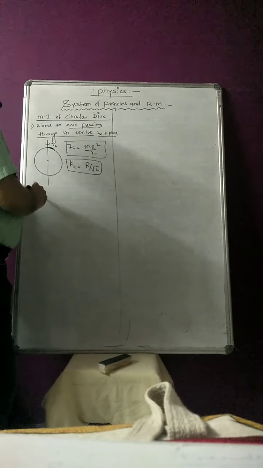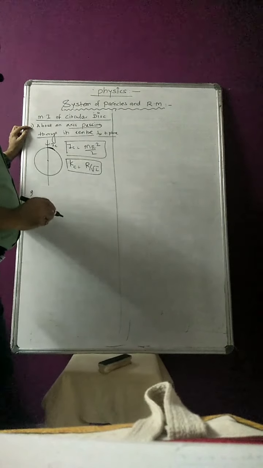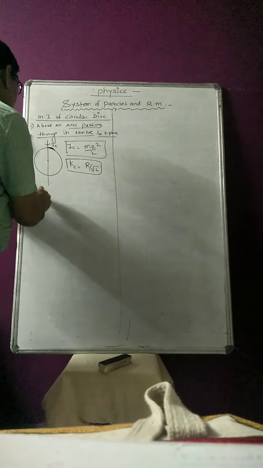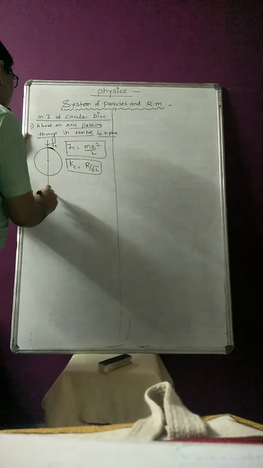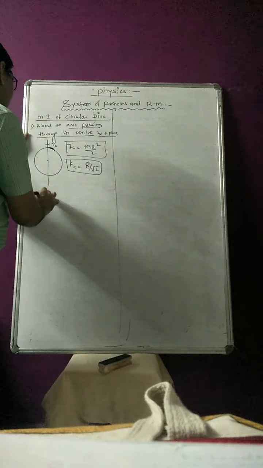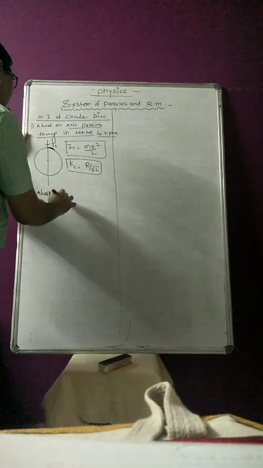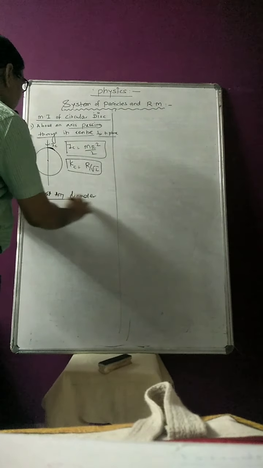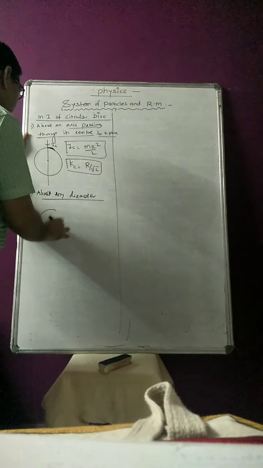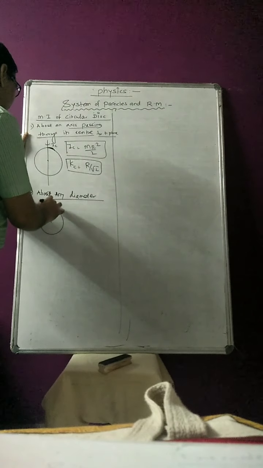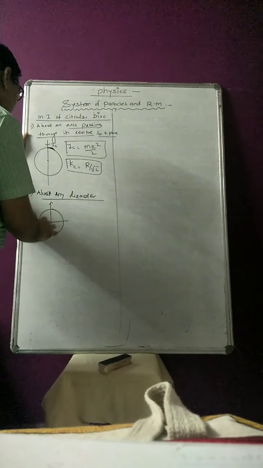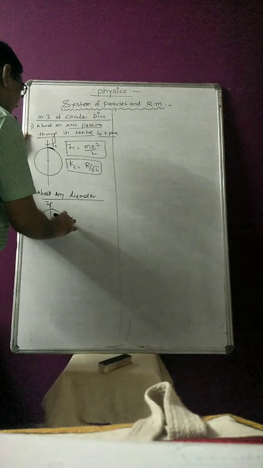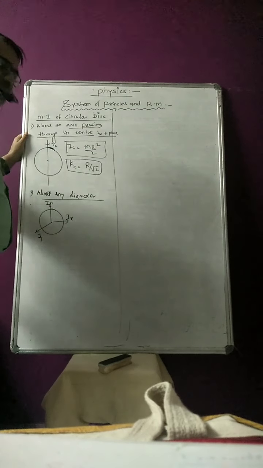Next point: if I want to find the moment of inertia of a circular disc about an axis, about its any diameter, how can we find it? This is the circular disc, and I consider this axis as Iz, this axis as Ix, and this axis as Iy.